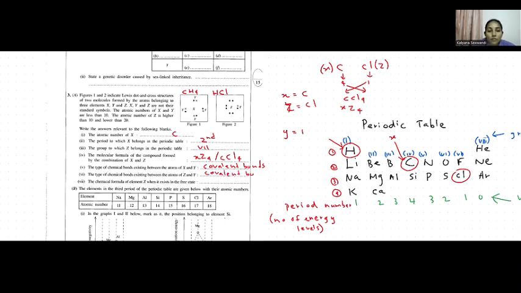Next, the chemical formula of Z when it exists in free state. Z is a gas, so chlorine exists in molecular form. It means Cl2.